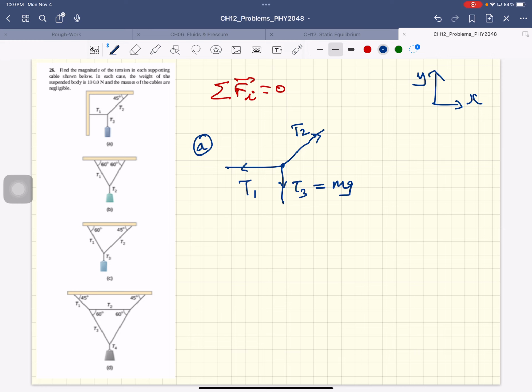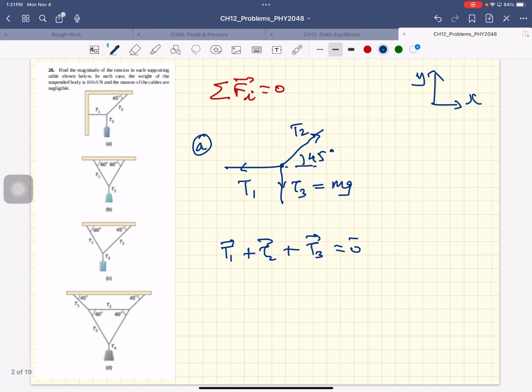Now all you have to make sure is that since you don't want this knot to move, these three forces add up to 0. So T1 plus T2 plus T3 equals 0. That angle is 45 degrees, so this angle will be 45 degrees. The x component of this is balancing that. The y component of that tension is balancing T3.